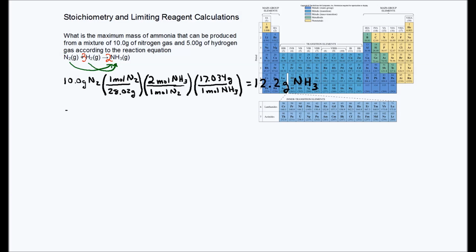NH3. So basically now I'm saying if I have 10 grams of nitrogen and it all reacted, I could make 12.2 grams of NH3. So now let's look and see how much the hydrogen could make. Starting off the same way except with my hydrogen. 5.00 grams of H2. First convert to moles.